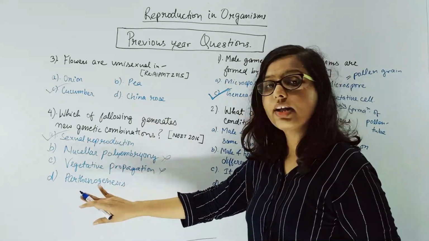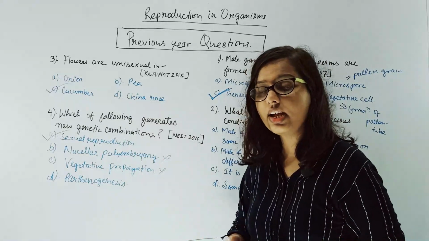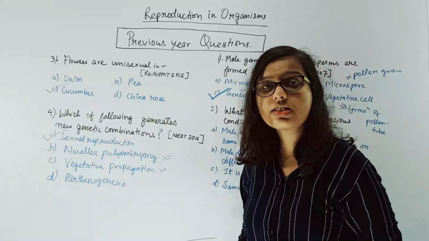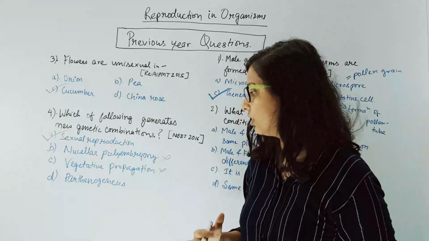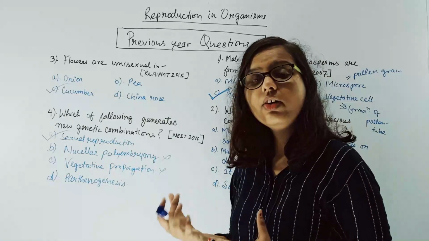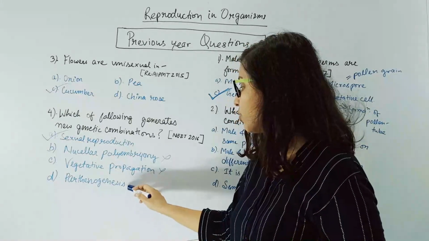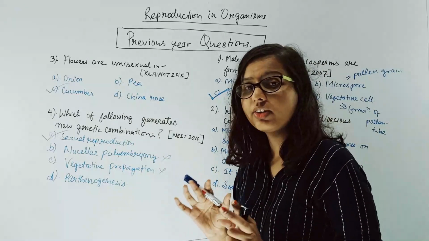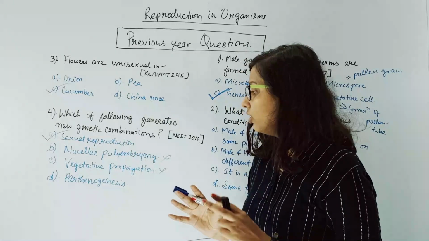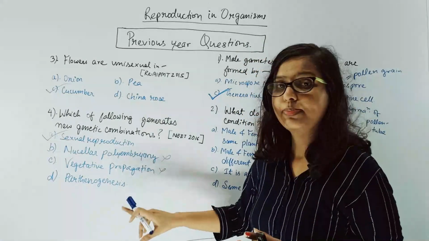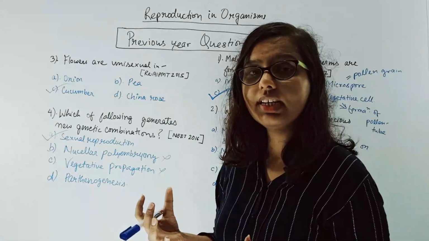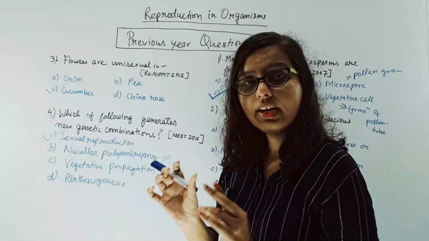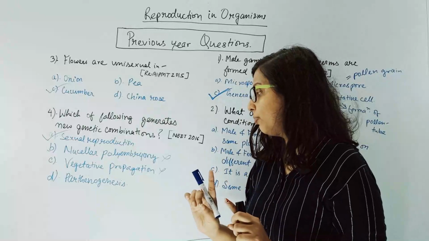The fourth option is parthenogenesis, which I discussed in the last video lecture. Parthenogenesis is the formation of a zygote without fertilization. Parthenogenesis is the case in animals; in plants it is termed parthenocarpy. So in this, fertilization does not take place. If fertilization is not taking place, it means there is no involvement of two different parents, just one parent.